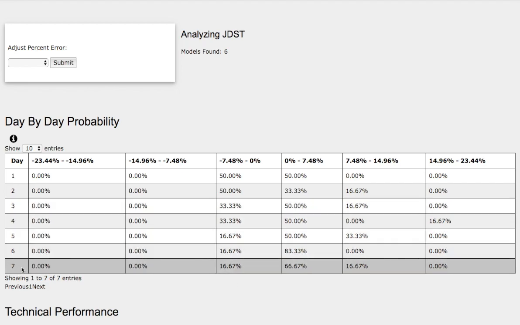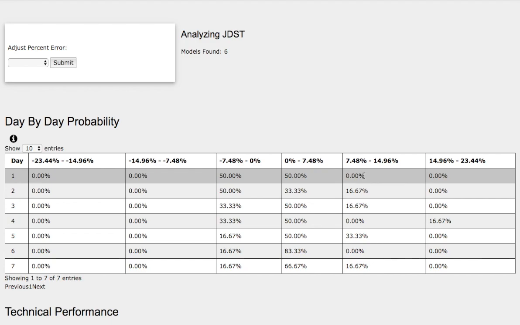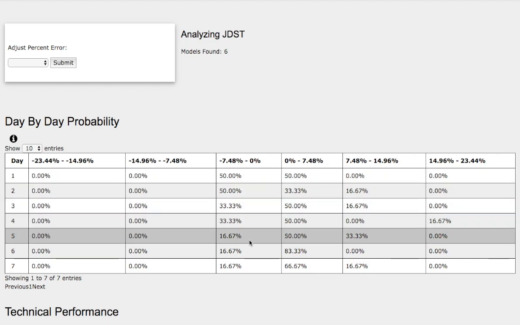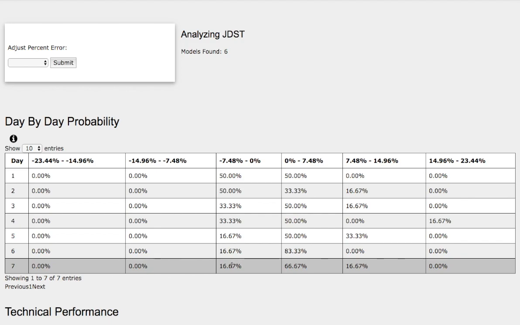So on the 7th day, we have a 67% chance for JDST to climb higher between 0 to 7.5%. And the extreme case to the upside, we have a 70% chance for JDST to climb between 7.5% to 15%. And to the downside, we have a 17% chance for JDST to fall between 0 to negative 7.5%. So we'll just mark, say, 7.5% to the upside as our resistance.